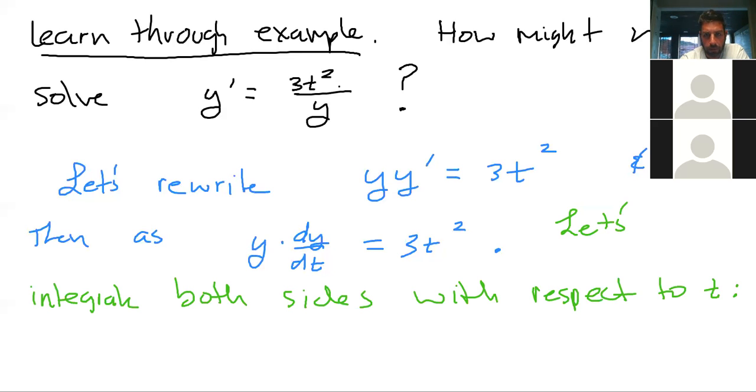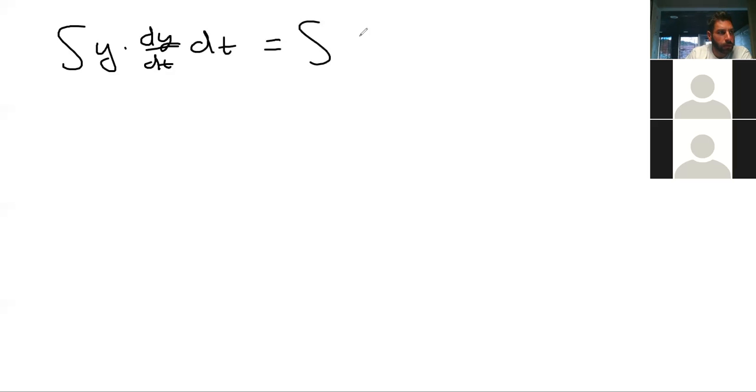So if I do that, let's look at what we get. On the left-hand side, I have the integral of y times dy/dt dt, which must equal the integral of 3t squared dt. Now the integral on the right-hand side is very simple. You integrate it, it's 1/3 times 3t cubed plus some constant. That's not a difficult integral. But the integral on the left-hand side, well, when we look at that it looks very confusing. It looks like a bunch of symbols.